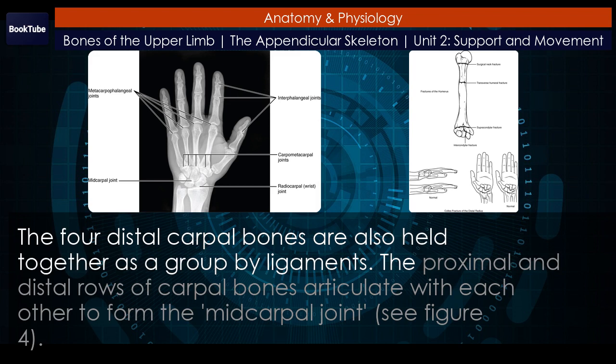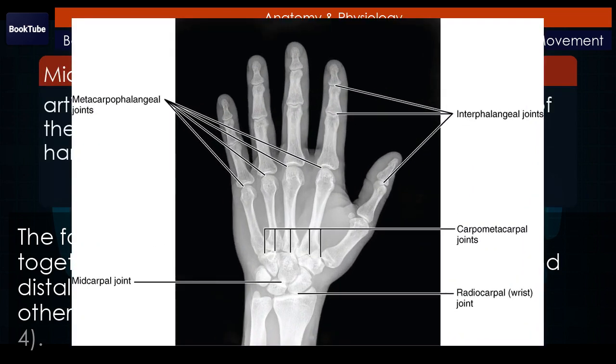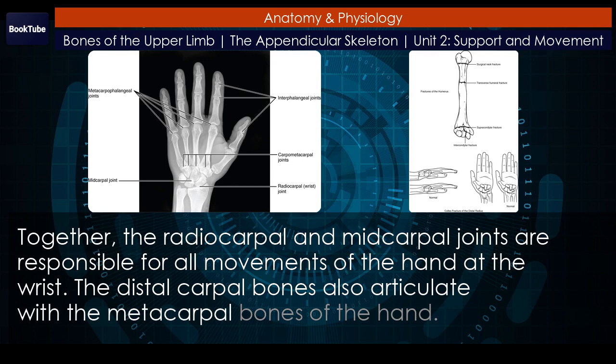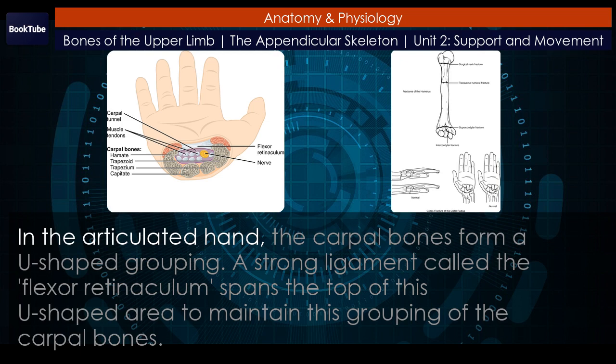The proximal and distal rows of carpal bones articulate with each other to form the midcarpal joint. See Figure 4. Together, the radiocarpal and midcarpal joints are responsible for all movements of the hand at the wrist. The distal carpal bones also articulate with the metacarpal bones of the hand. In the articulated hand, the carpal bones form a U-shaped grouping.